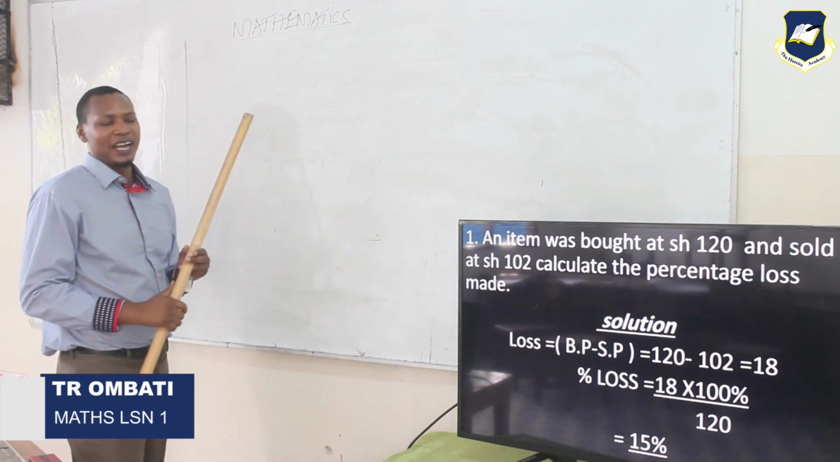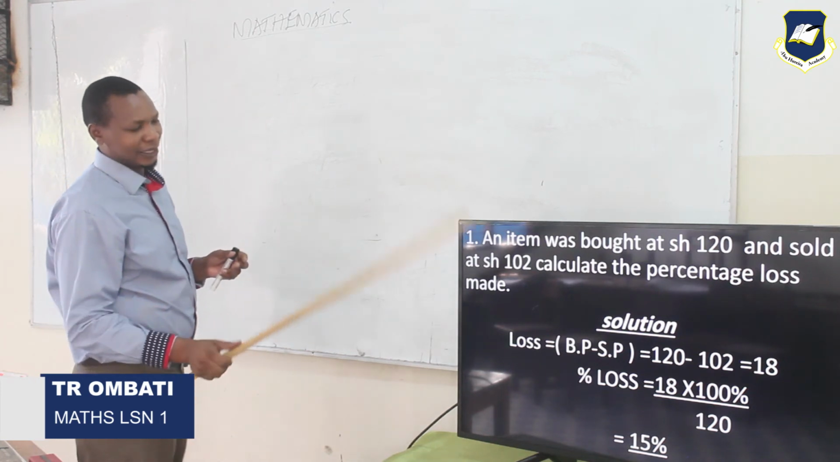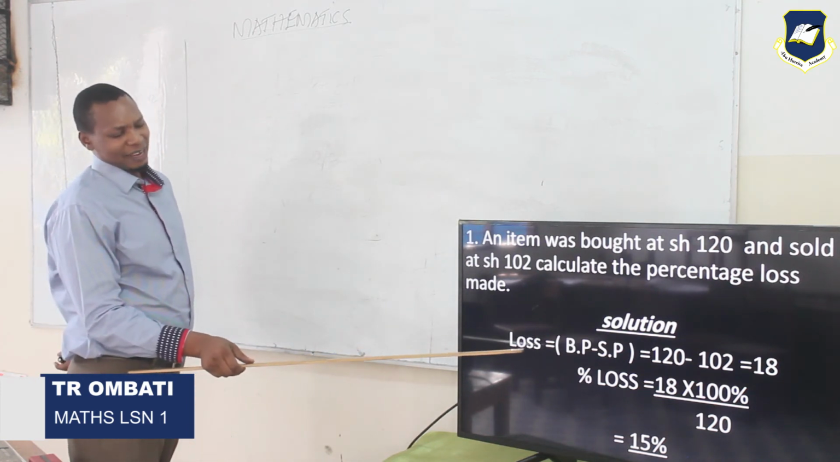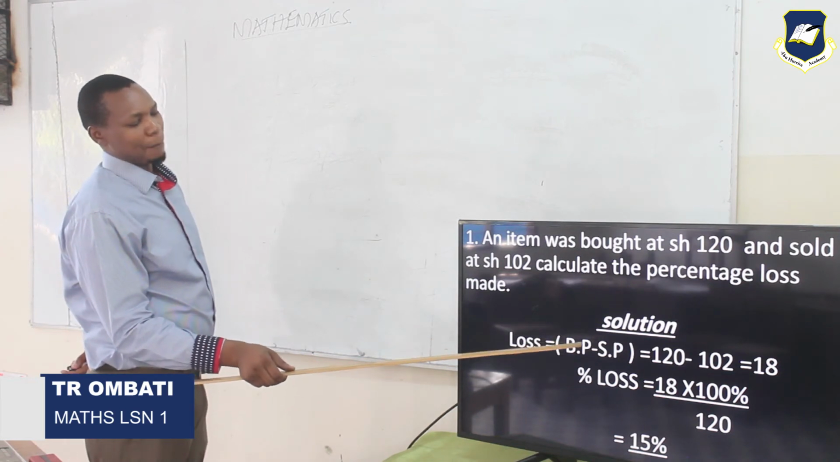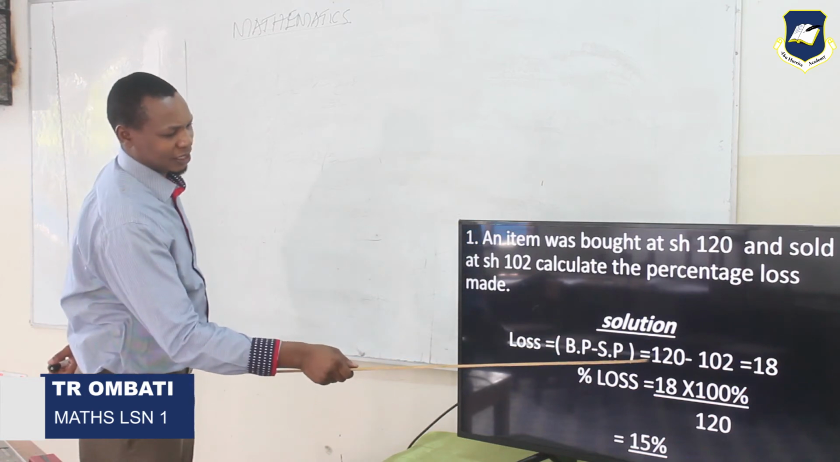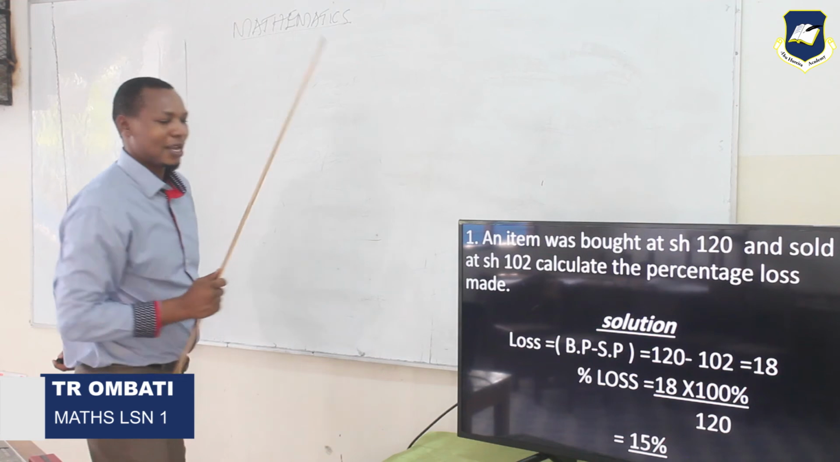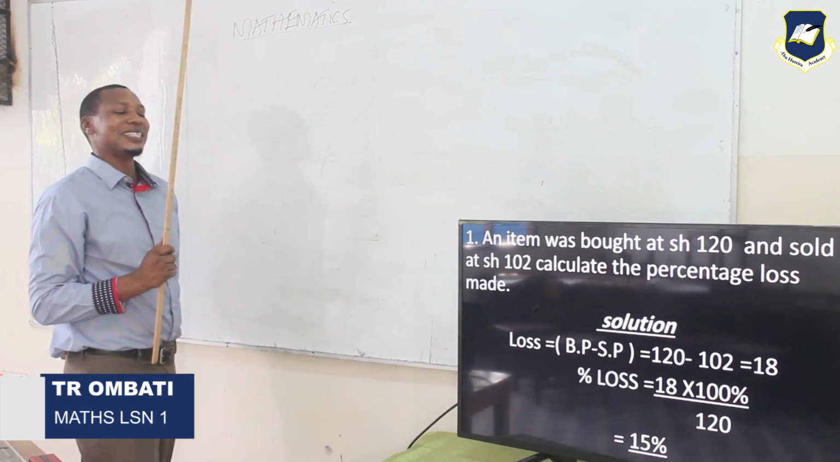We have seen how to find the loss. Loss is given as the buying price minus the selling price, which gives you 120 minus 102, you get 18 shillings. Our loss is 18 shillings.